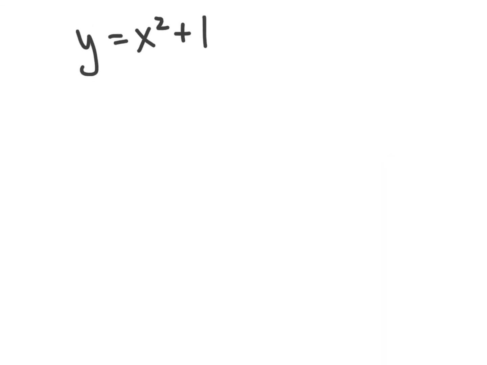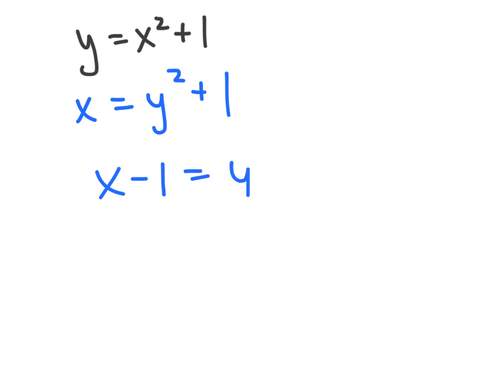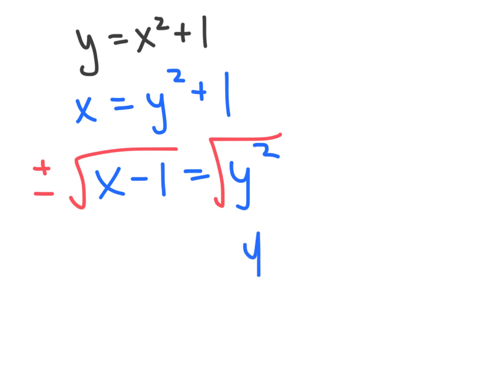So to find the inverse, we swap x and y. So x equals y squared plus 1. x minus 1 equals y squared. And whenever we take the square root, remember that we have to use plus or minus because it's an equation. So y equals plus or minus the square root of x minus 1.